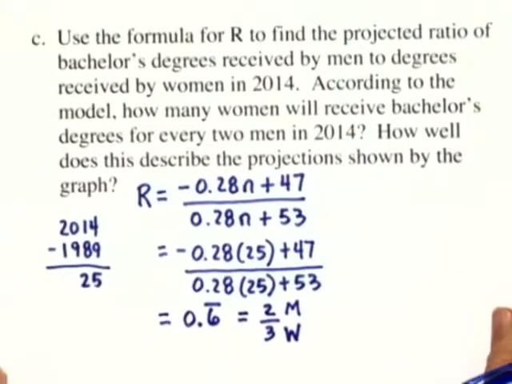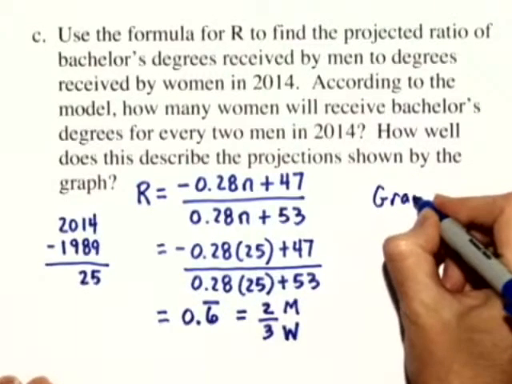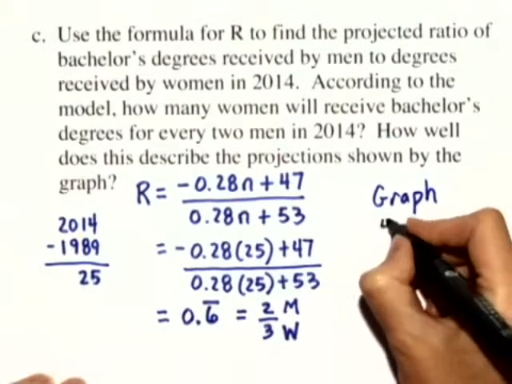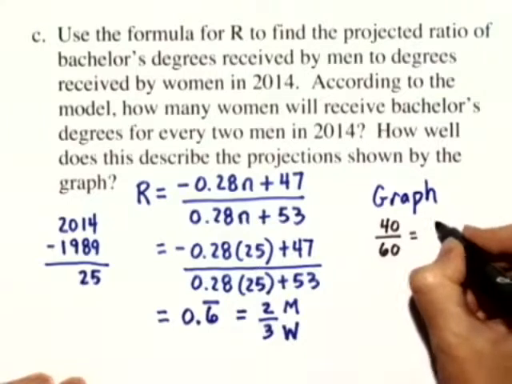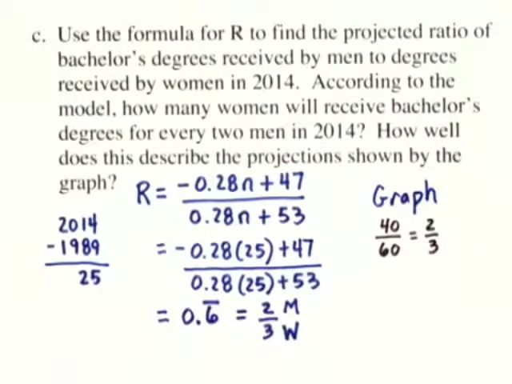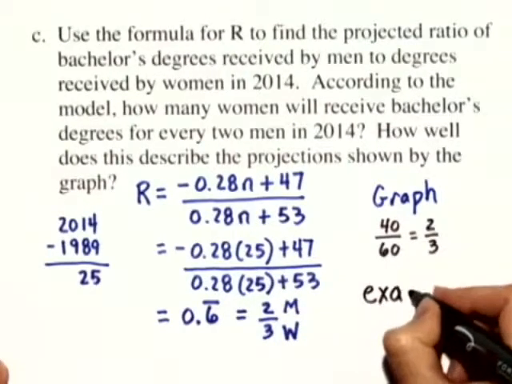So let's compare that. The graph shows 40% men for every 60% women. If we reduce this, it reduces to 4/6, which is the same as 2/3. How well does this describe the projections? It's exactly the same. We got 2/3 by our ratio and 2/3 by our graph, so it's exact.